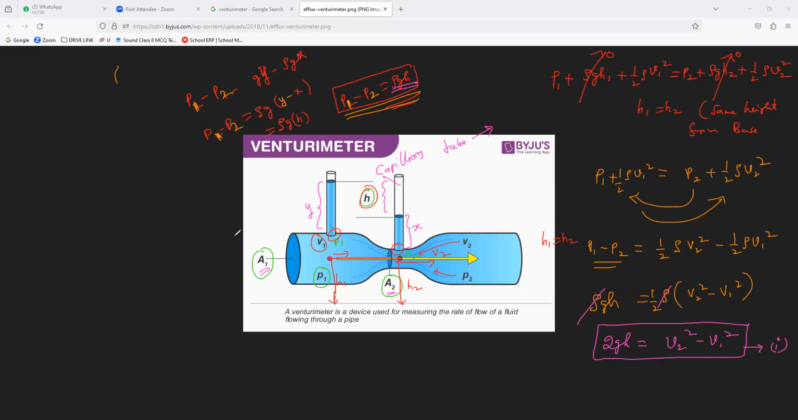Now, from the equation of continuity, I'm continuing here. Any doubt, anybody can ask me. From the equation of continuity, what is the continuity equation? Anybody? A1 V1 is equal to A2 V2. From that, can I say V2 by V1 is equal to A1 by A2. So till here, anybody having any doubt, you can ask me. Understand? Please respond.